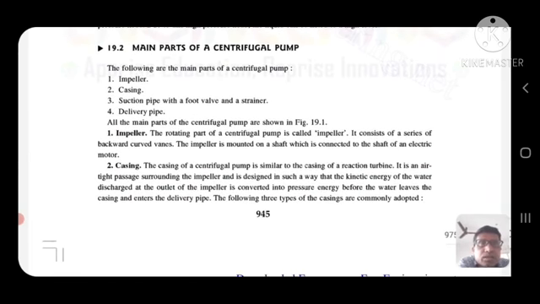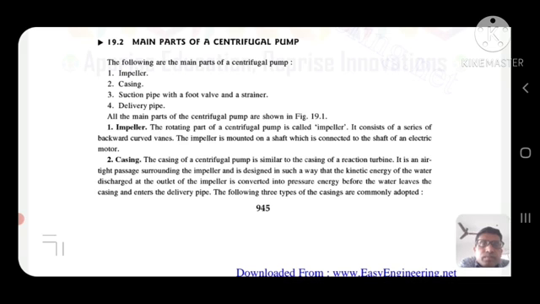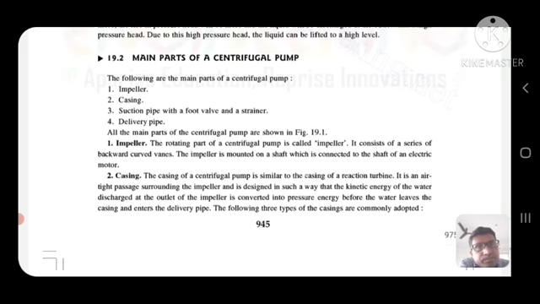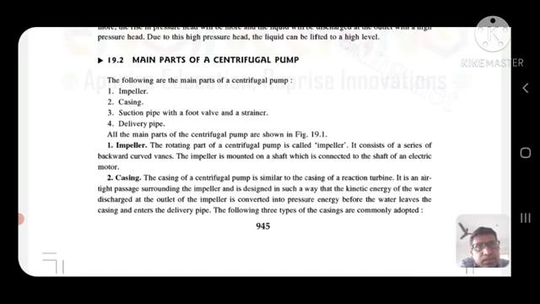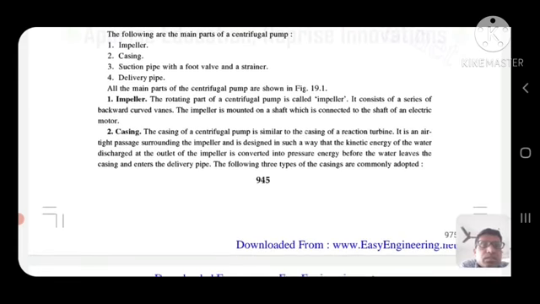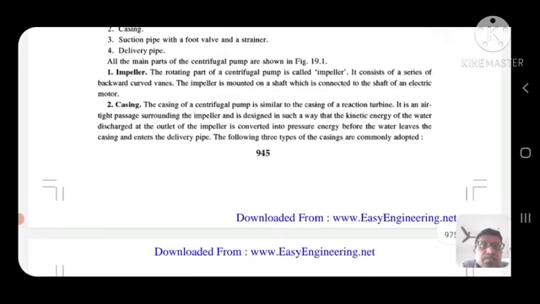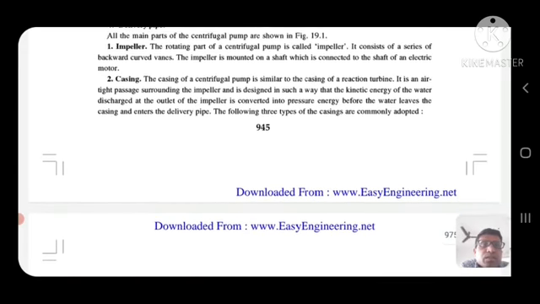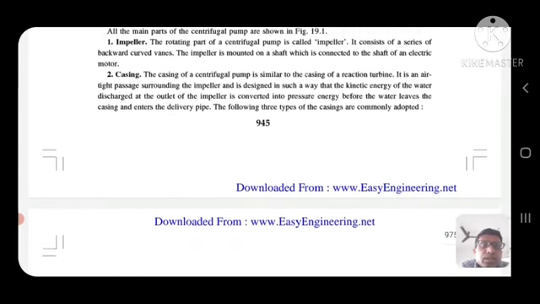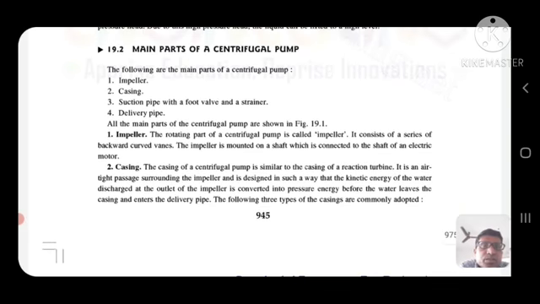Main parts of a centrifugal pump. The following are the main parts of a centrifugal pump: impeller, casing, suction pipe with a foot valve and strainer, and the delivery pipe. Impeller: the rotating part of a centrifugal pump is called the impeller. It consists of a series of backward curved vanes. The impeller is mounted on a shaft which is connected to the shaft of an electric motor.